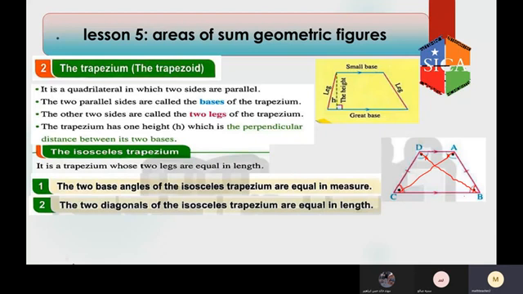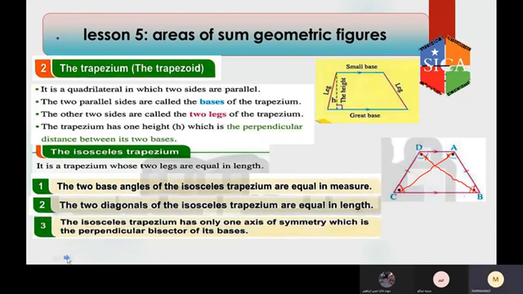The base angles, what did we say, are equal in measure. And here the isosceles trapezium has only one axis of symmetry, which is perpendicular to its bases, from their middles, which is the perpendicular bisector of the two bases. Here, this is the axis of symmetry because it divides the isosceles trapezium into two congruent figures. This line is called the axis of symmetry.